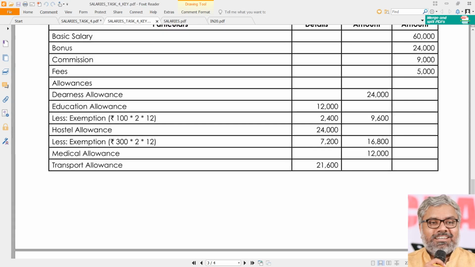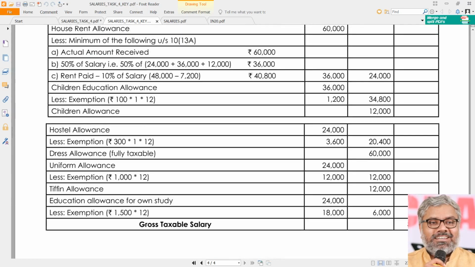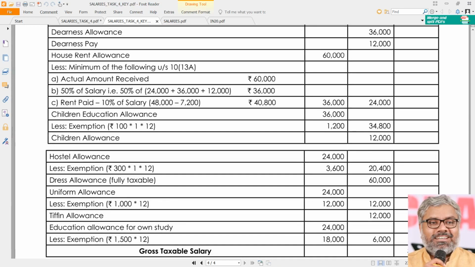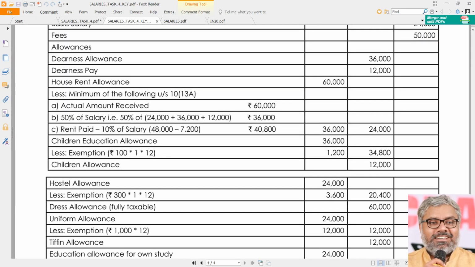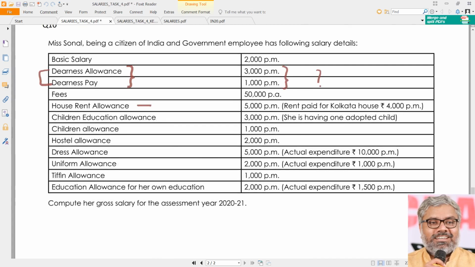On the other side, not necessarily is this the only answer that has been given in the key. If this dearness allowance and dearness pay is taken as not forming part of salary, then also it's okay. Then the answer will be different, but you have to write the assumption clearly. Whatever the case may be, whether we assume it is forming part of salary or not, we have to write an assumption, that is for sure.